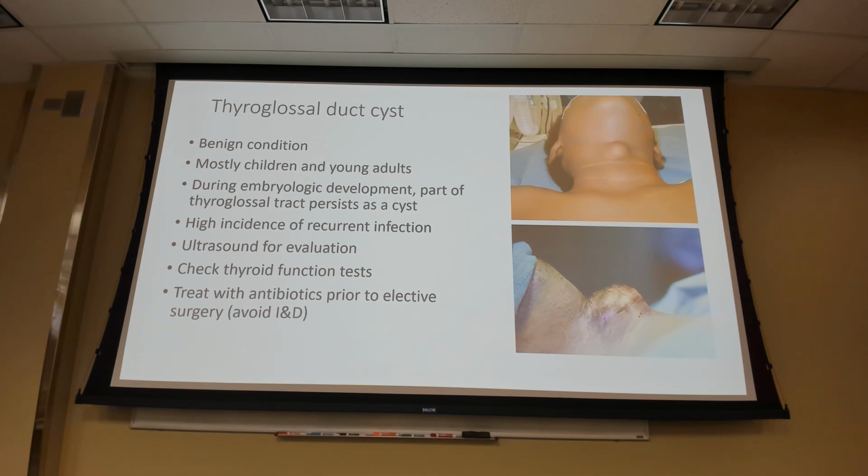We'll do an ultrasound first. We'll make sure the TSH and their thyroid function is appropriate. And then we'll treat with antibiotics and then elective surgery on these ones. Typically for most abscesses, we like to drain them, but for this one we want to avoid doing an I&D just because of the high recurrence rate of infection.